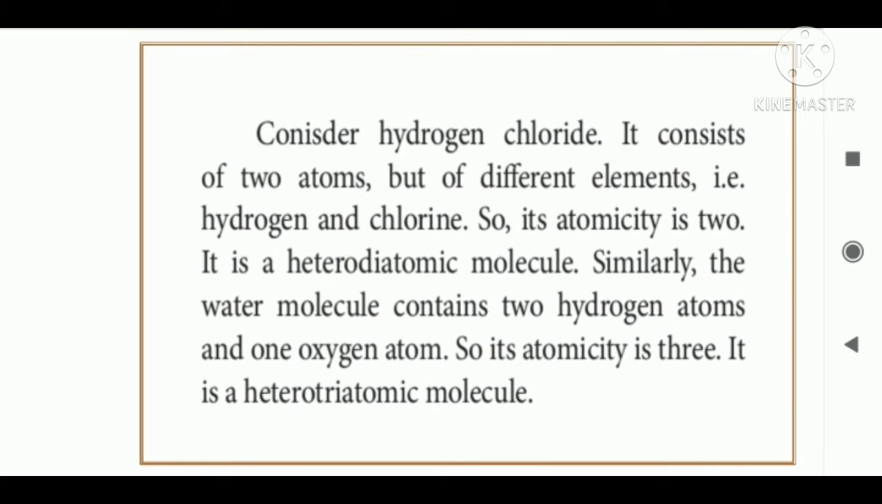Now consider hydrogen chloride. It consists of 2 atoms: one is hydrogen and the other is chlorine. These are different elements attached. So the atomicity is 2, hydrogen 1 and Cl 1. Since different atoms are attached, that is called a heterodiatomic molecule.